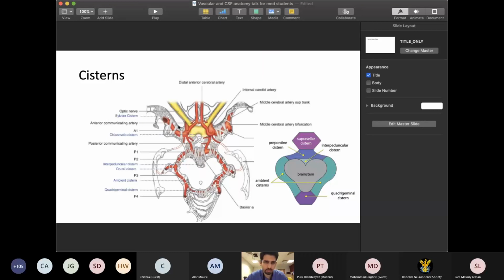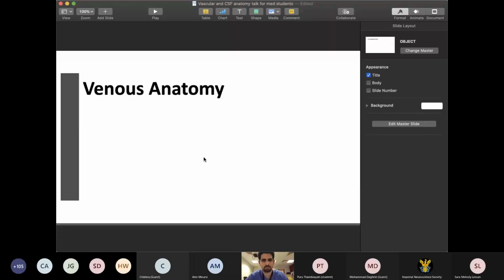You've got your Sylvian fissures here, or your Sylvian cistern. That's where you will find the middle cerebral artery. And you've got the interhemispheric cistern, or interhemispheric space, which at the very bottom is where you're going to find your anterior cerebral arteries. There isn't actually much more to say about that.